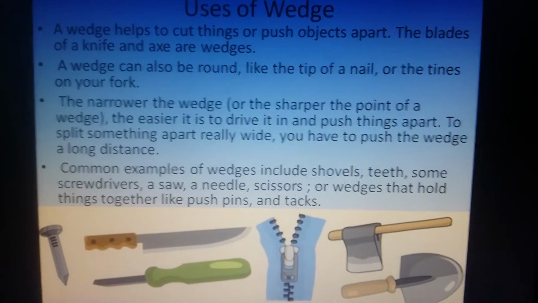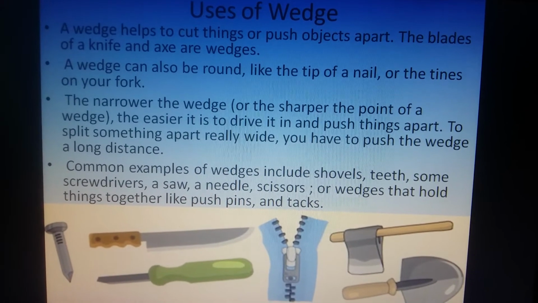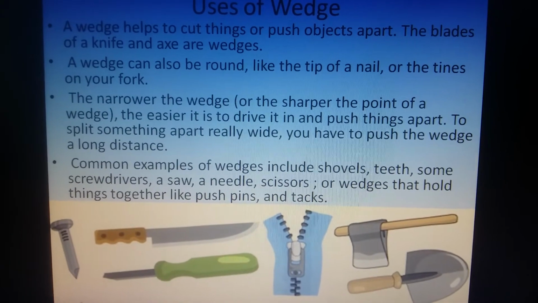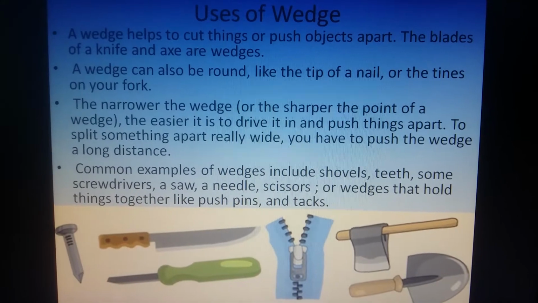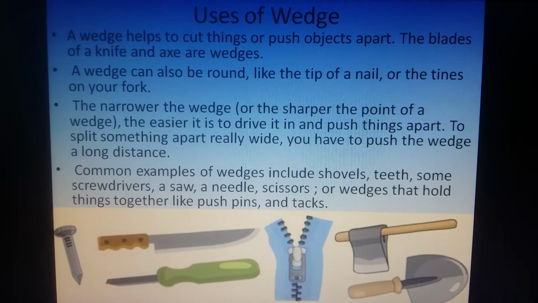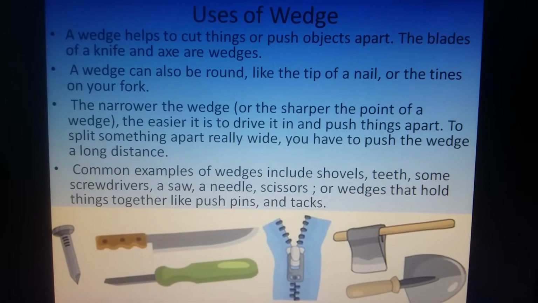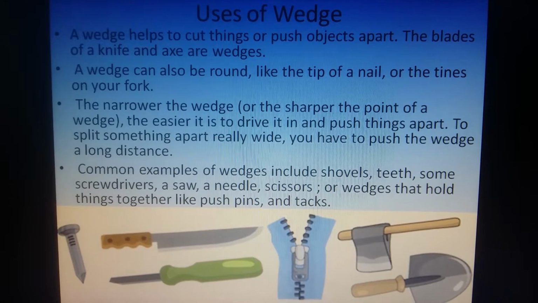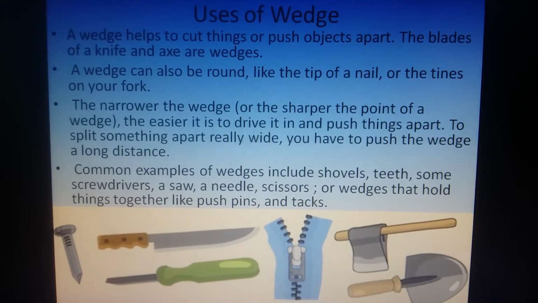Now what are the other uses of wedge? A wedge helps to cut things or push objects apart. The blades of a knife and an axe are wedges. Now the knife which we use in our daily life, in our kitchen, is nothing but an example of a wedge. Students, I have told you in my earlier class that simple machines make our work easier and quicker. Can you just imagine if you want to cut a piece of vegetable without using a knife, can you do that? How difficult it would be.